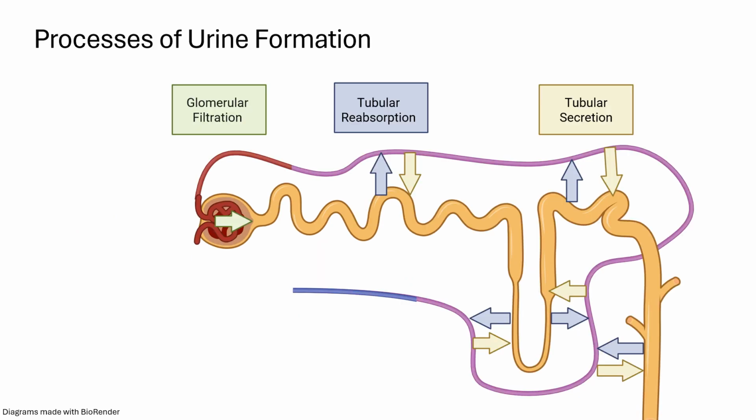Let's try to simply define the three processes that are required to make urine. Let's try to do this before we make it more complicated. Remember that blood is flowing through the kidney, and it's going to encounter two capillary beds. The first capillary bed is in the renal corpuscle, and the second capillary bed is either a peritubular capillary bed or a vasa recta, depending on the type of nephron you have.